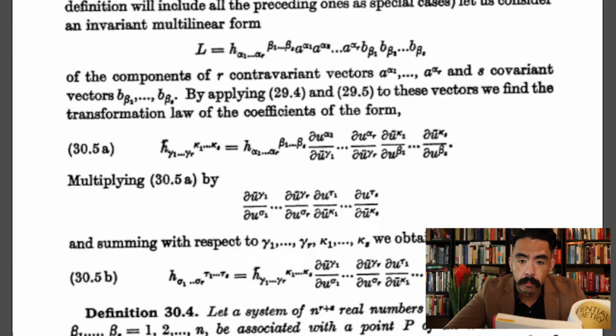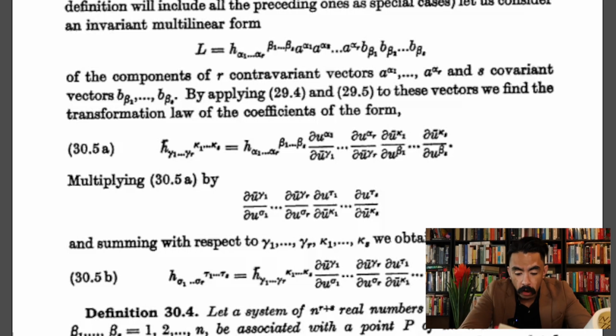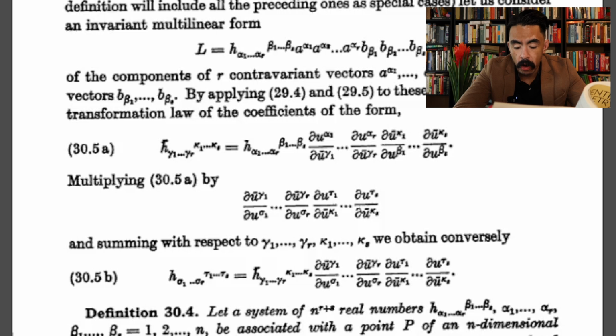Multiplying this through by the following product of partial derivatives, which is given by partial u overbar gamma 1 partial u sigma 1 times, etc., partial u overbar gamma r partial u sigma r, times partial u tau 1 partial u overbar kappa 1 times, etc., partial u tau s partial u overbar kappa s, and summing with respect to gamma 1 through gamma r and kappa 1 through kappa s, we obtain conversely h with a subscript sigma 1 through sigma r, as well as a superscript tau 1 through tau s.